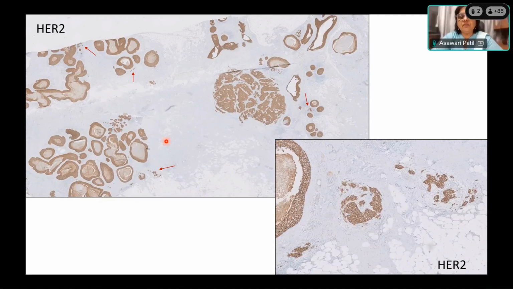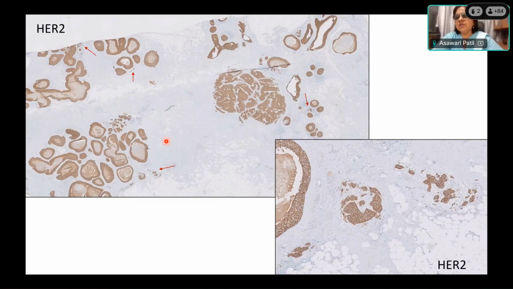Usually we find at least one focus in that. Rarely it happens that we don't find any. So are we going to submit the entire 7 centimeter tumor? No. But yeah, we try our best to find some invasive focus.